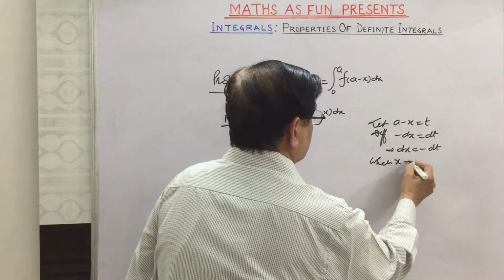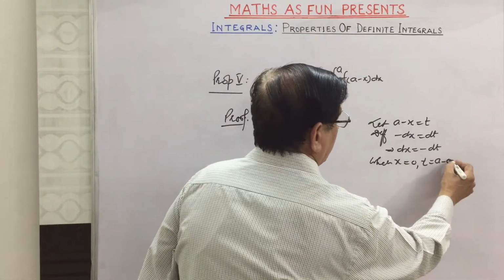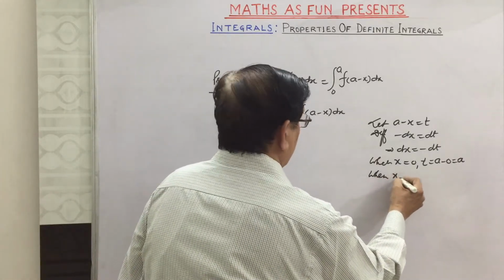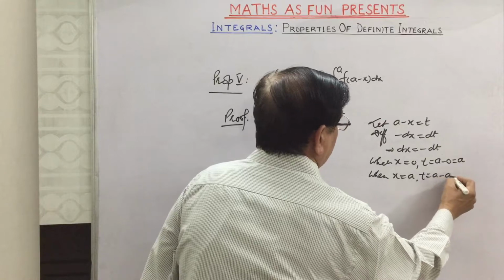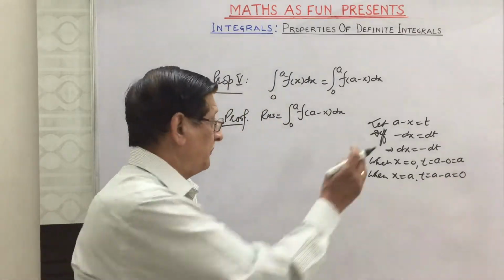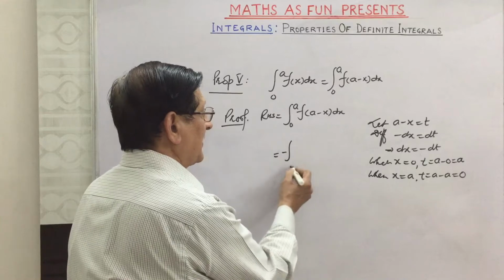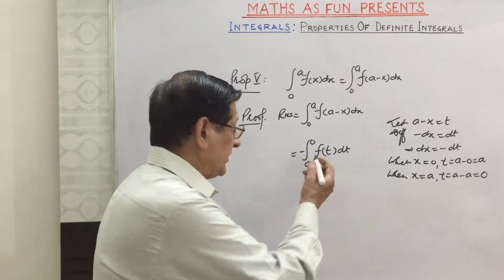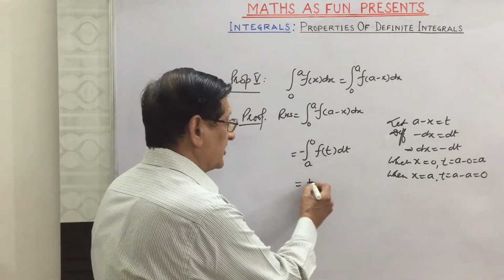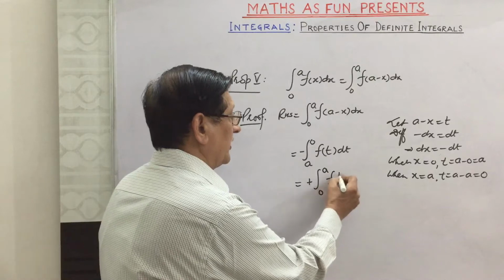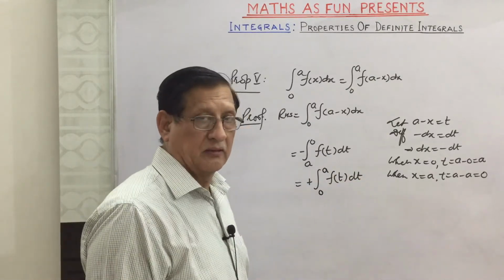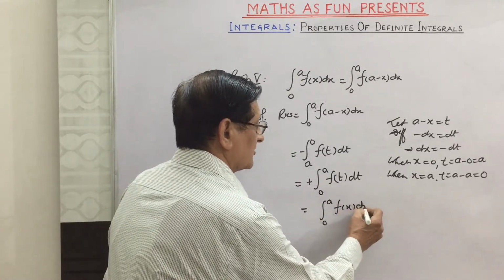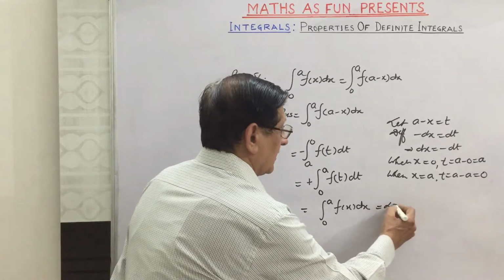What about the limits? When x is 0, t will be a minus 0, which is a. And when x is a, t will be a minus a, that is equal to 0. Applying this here, we will have this as minus a to 0 f of t dt. If we interchange the limits, the sign will change. This will be plus 0 to a f t dt.